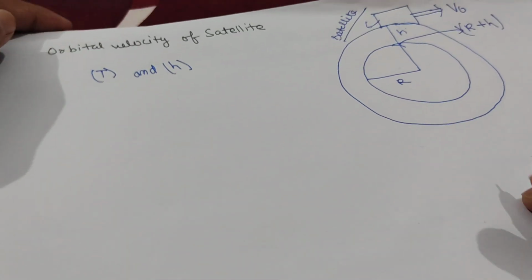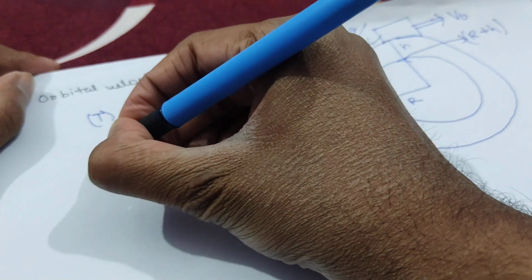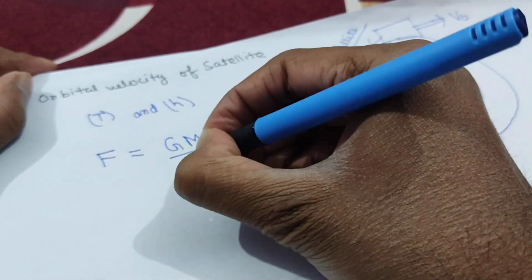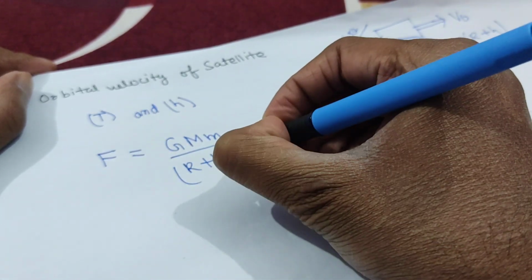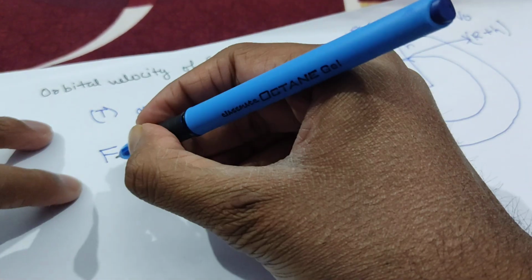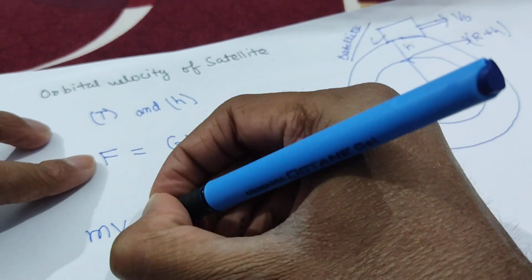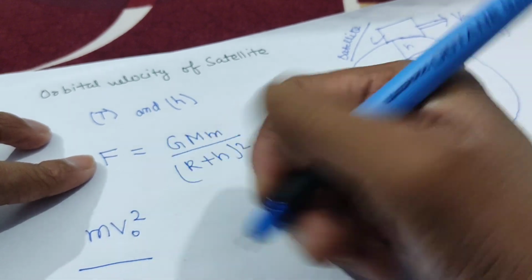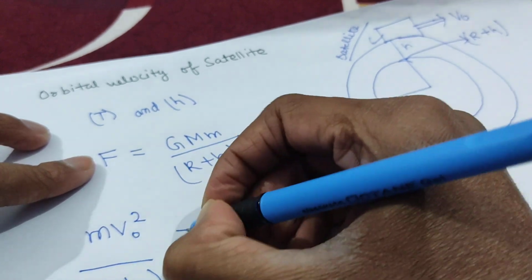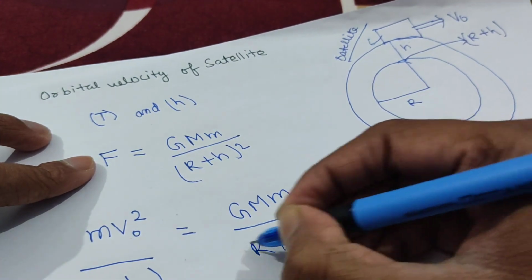We know the gravitation formula when a height is involved. It will be G M m by (r plus h) square. And since the satellite is revolving, we know the centripetal force would be m v naught square by r, and here r is r plus h. So it equals G M m by (r plus h) square.